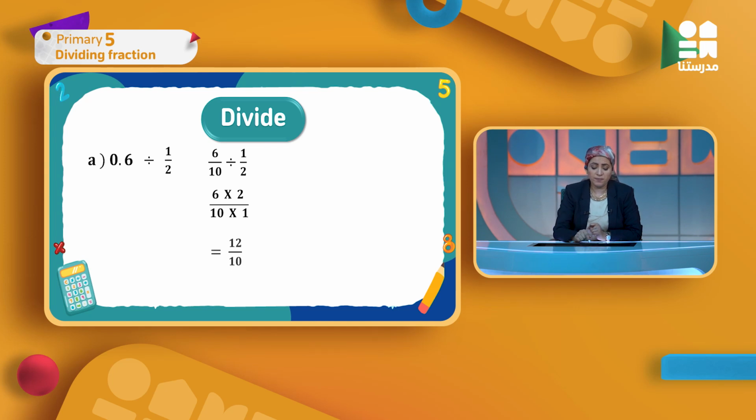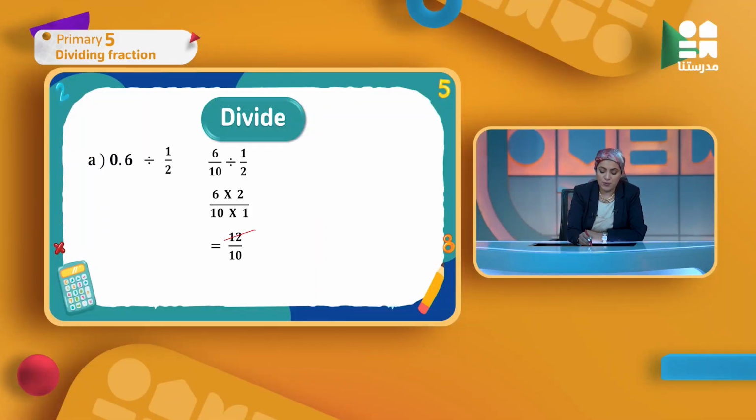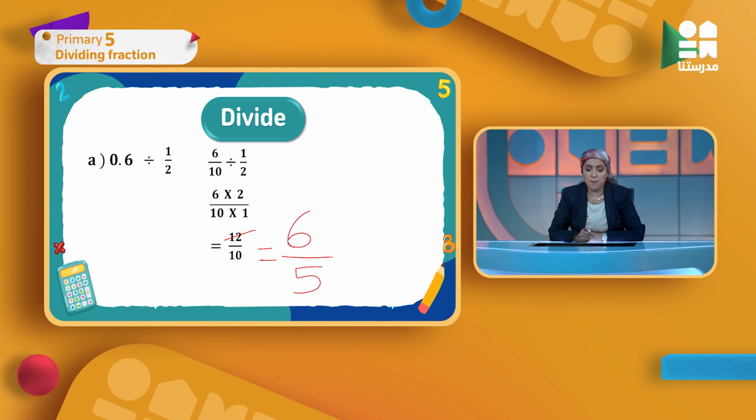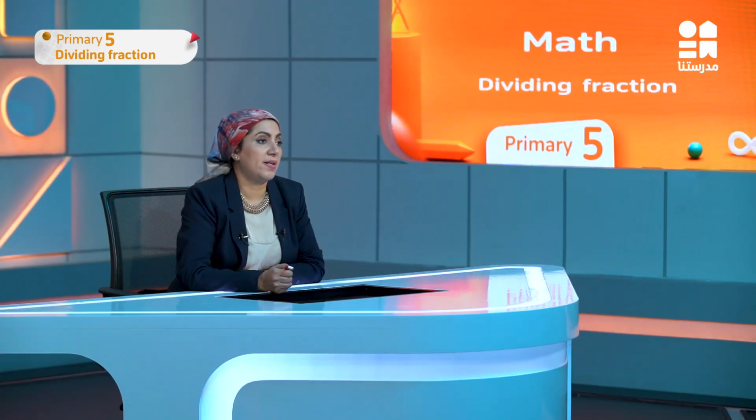So here the answer will be 12 over 10. Can I simplify this? Yes, I can. 12 and 10, both of them can be divided by 2. Both of them have 2 as a common factor. So 12 divided by 2 is 6 and 10 divided by 2 is 5. So they are equal to 6 over 5. This is my final answer. So the answer is 6 over 5.